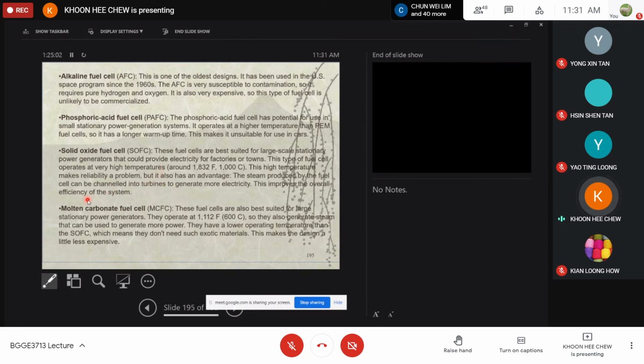And then there is another one, the MCFC, the molten carbonate fuel cell. These fuel cells are also best suited for large stationary power generation. They operate at 600 centigrade, which is much lower than the SOFC. So they also generate steam, and the steam is used to generate more power. They have a lower operating temperature than SOFC, which means they don't need such exotic materials in the design. Okay, so that's all.